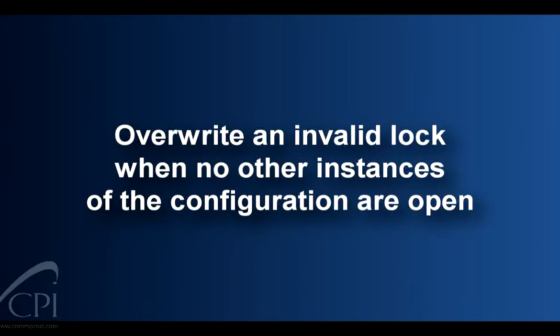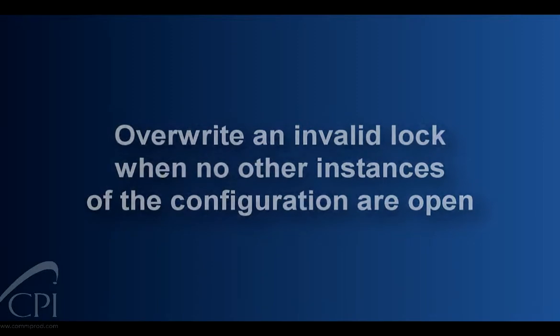There are some cases, however, when a lock may not properly release. One example is a system that loses power and therefore the application is unable to close gracefully. When this happens, it will be necessary to overwrite an invalid lock.